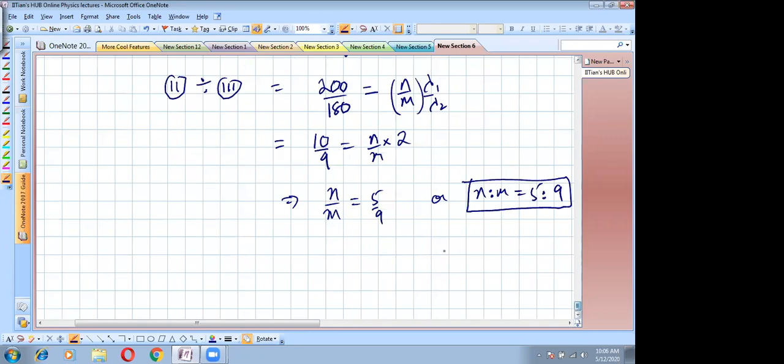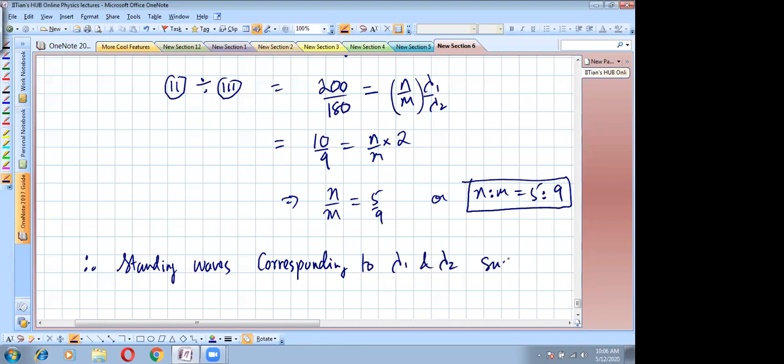So in other words, standing waves corresponding to lambda 1 and lambda 2 such that L1 is equal to n times lambda 1 by 2 and L2 is equal to m times lambda 2 by 2, and n is to m is equal to 5 is to 9.